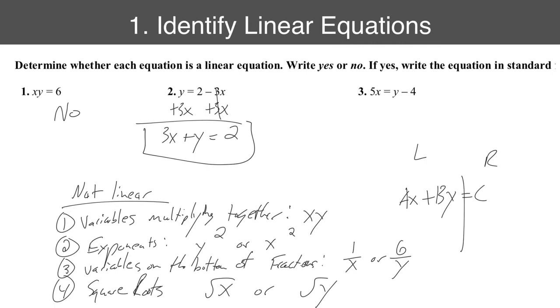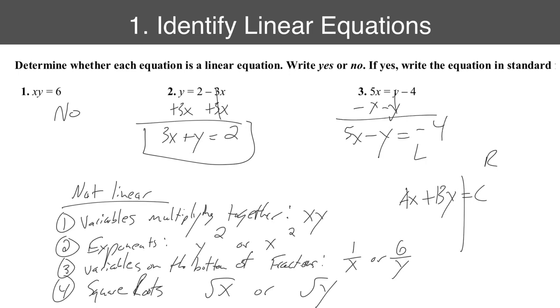Number 3, we have 5x equals y minus 4. So the x is in the right spot, the 4 is in the right spot, the y is not. So I've got to move the y, so I'm going to subtract y over. And again, x comes first. All right, 5x minus y equals negative 4.